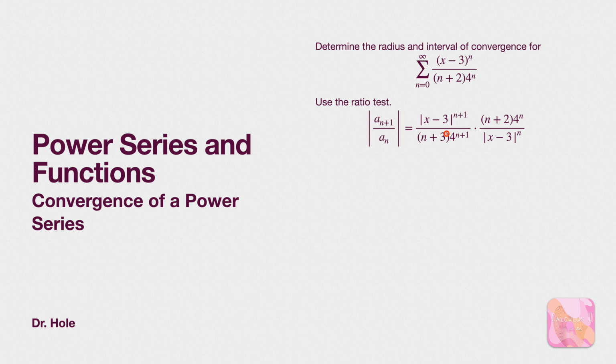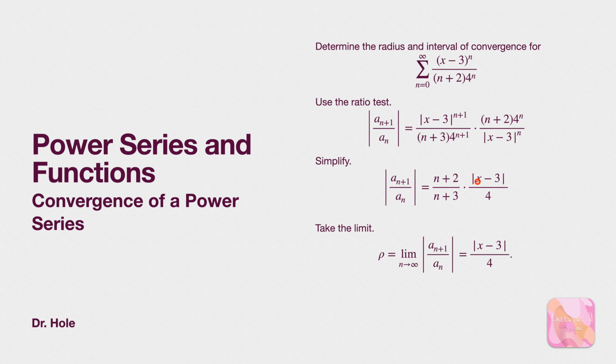N plus 2 over n plus 3, if we form that up as a quotient, that'll limit to 1 as n is taken out to infinity. 4 to the n cancels with 4 to the n. The binomial x minus 3 under absolutes raised to the n goes away completely, leaving us with 1 copy of x minus 3 in absolutes to the power 1. As we take a limit in n, we're going to get the expression, the absolute of x minus 3 over 4 as our value of rho.